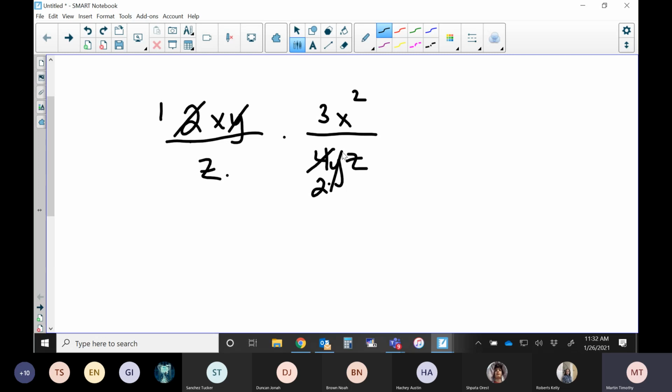Now, actually, I did mess up, because before I start canceling, I need to look at my restrictions, because when I cancel some stuff out, my restrictions might go away. So I have to remind myself that y can't equal 0 and z can't equal 0. I've got to make sure I write those restrictions. Okay, now I'm free to just start smacking stuff off.